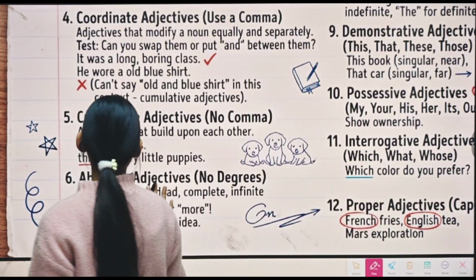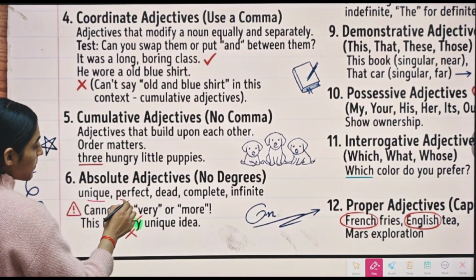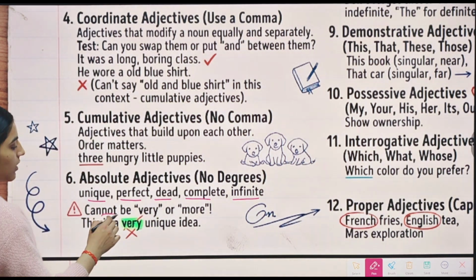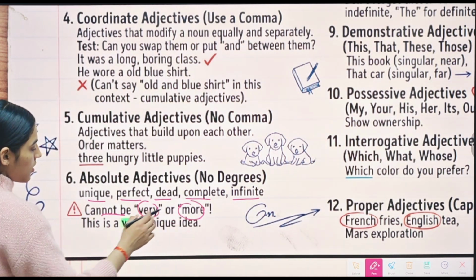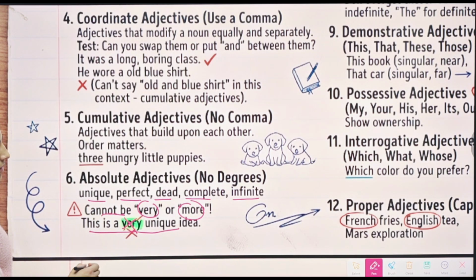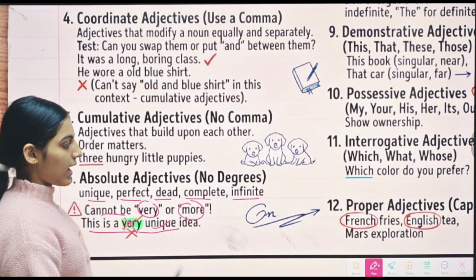Yes, in this we don't use any degree. Unique, perfect, dead, complete or infinite, these words, you cannot use very or more with them. So "this is very unique idea" is wrong, very cannot be used over here. We will directly say this is a unique idea.